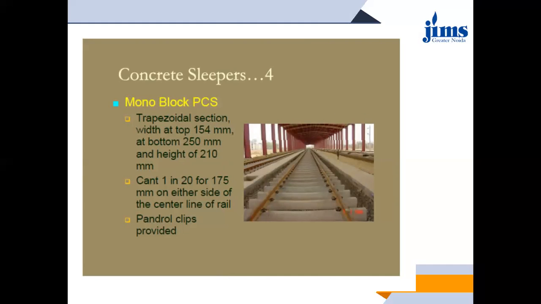Okay. Now the speciality, or you can say the typical features, if we talk about these: they are trapezoidal in section with a width at top of 154 mm, and the bottom width is 250 mm, and they have a height of 210 mm. Similarly, like the other sleepers, canting or edging of the sleeper is done, which is 1 in 20 for 175 mm on either side of the center line of the rail. Also, there is one more thing, that spandrel clips are already provided on these sleepers so that the fixing of the rails can take place.